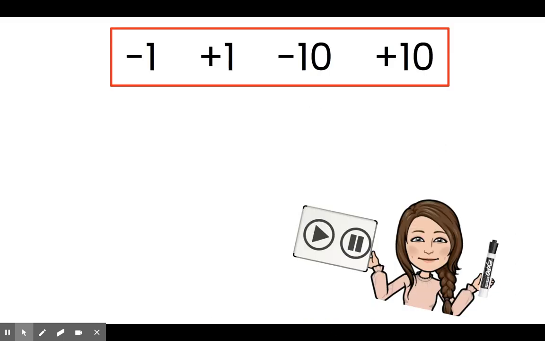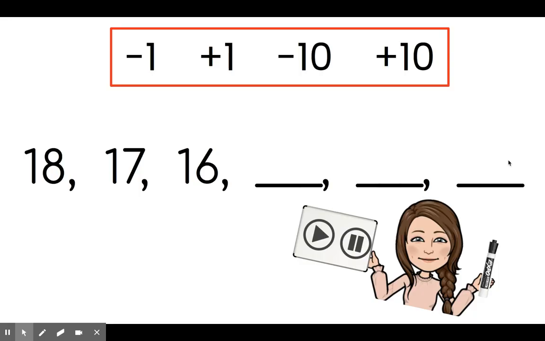Here are the 4 different rules we've been talking about. We have 1 less, which is subtracting 1. We have 1 more, which is adding 1. We have 10 less, which is subtracting 10. And we have 10 more, which is adding 10. I want you to look closely at this pattern. On your whiteboard, you're going to identify which rule we're using. Subtract 1, add 1, subtract 10, or add 10. And then you're going to fill in the 3 missing numbers in our pattern.